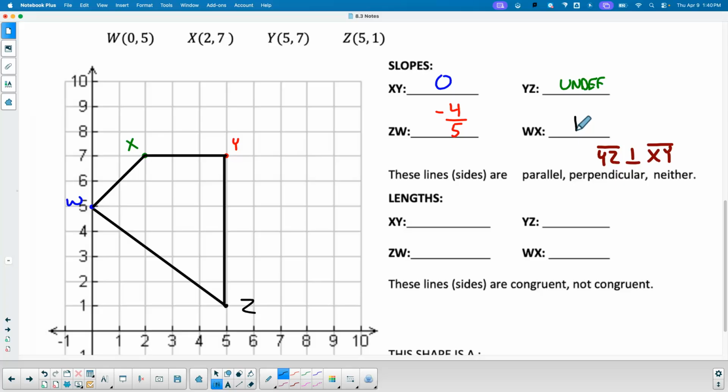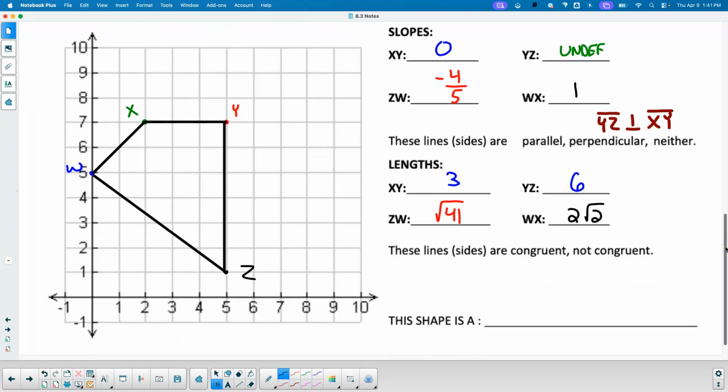Side lengths. XY. 3. YZ. 6. ZW. Square root of 41. WX. It is 2 square roots of 2, because it's a square root of 8. Any of those congruent? No? Okay. So what is the shape then? It's just a quadrilateral. Yep, that's all it is. It's got no special name.